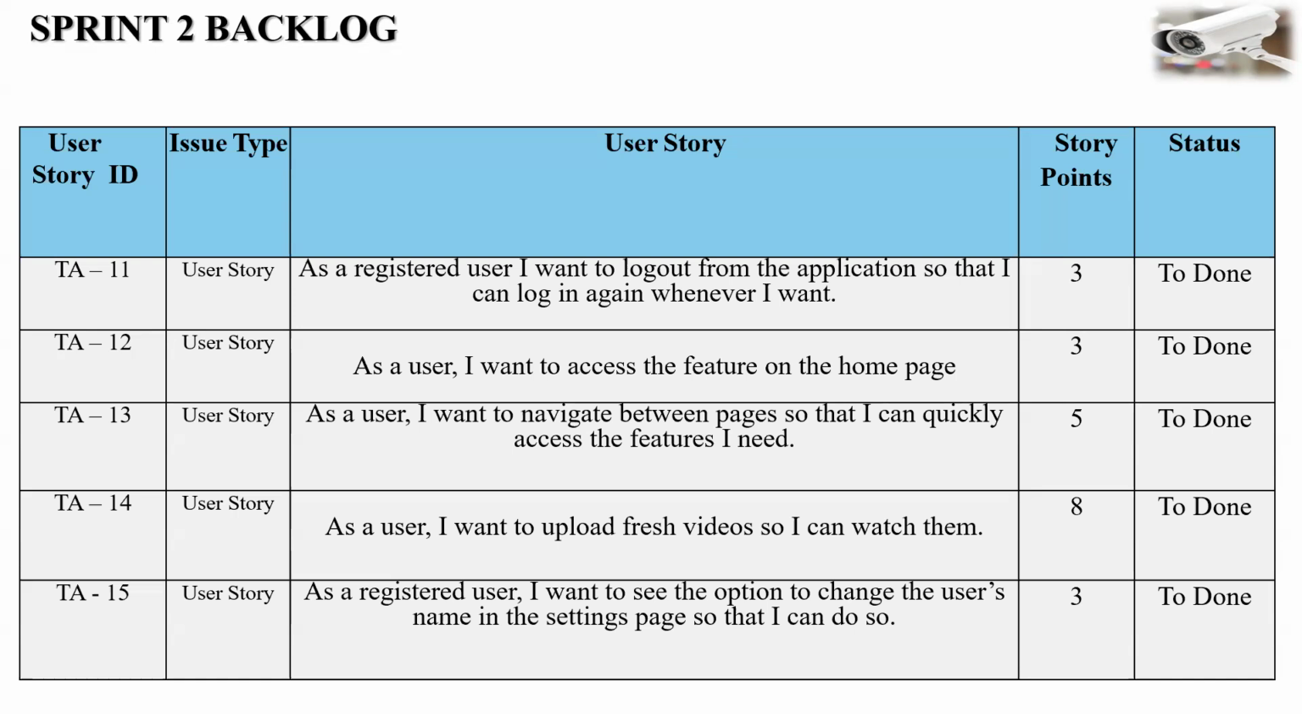Regarding our sprint backlog, we have some issues. The first one is that a registered user wanted to log out from the application so that he could log in again whenever he wanted. This is pending, and we'll get 3 points for those. The next one is that a user wants to access the feature on the homepage, which is yet to be done, and has 3 points. The next task was that a user wanted to navigate between pages so that he could access all the features that he needed. 5 points for those, and it's remaining.